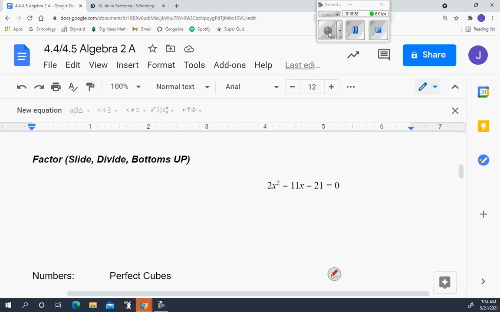What's different with this trinomial and the ones above is we have this number out front. Now, pay attention. Easy way to solve this. It's this method right here. Slide, divide, bottoms up. We're going to take this 2. We're just going to slide it over to the 21. So we're going to be left with x squared minus 11x. We're going to multiply 21 by 2.